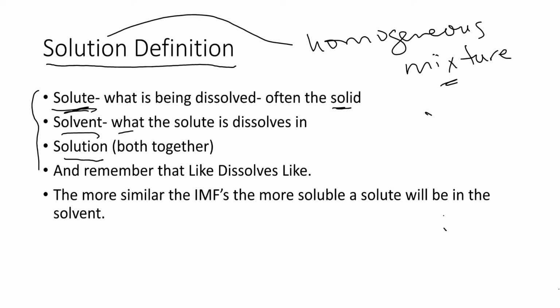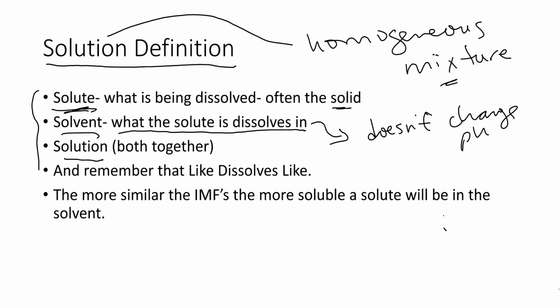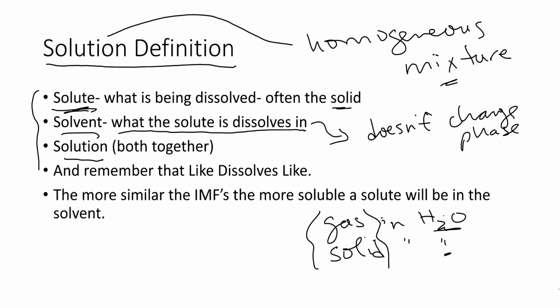Our solvent is what the solute dissolves in. In particular, the solvent is what doesn't change phase, which means that pretty much anything we put into water, a gas in water or a solid in water, for example, sugar in water, water is going to be our solvent, it doesn't change phase, and these guys are going to be our solute. The combination of both of these is going to be the solution. Now, what dissolves in what? Remember here that like dissolves like. The more similar the intermolecular forces, the more soluble something is going to be in that solvent.